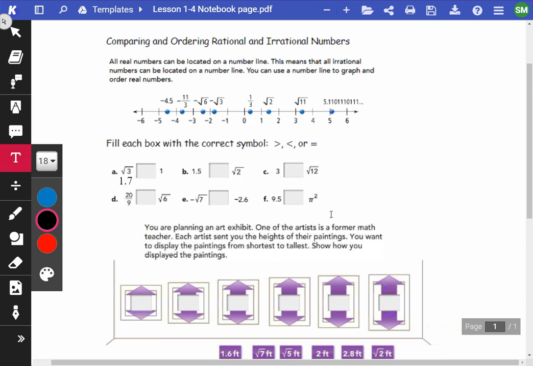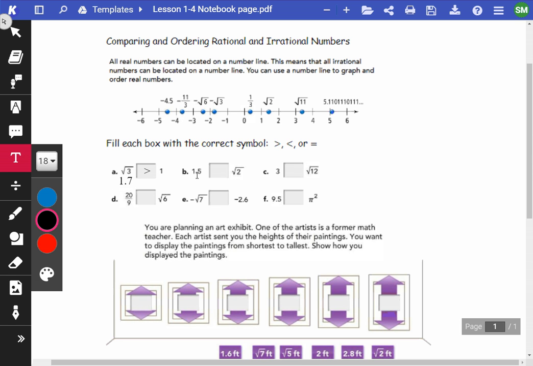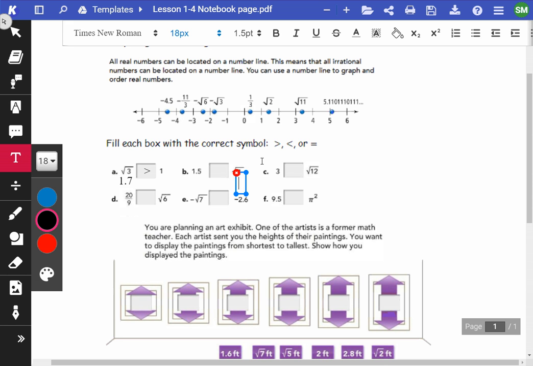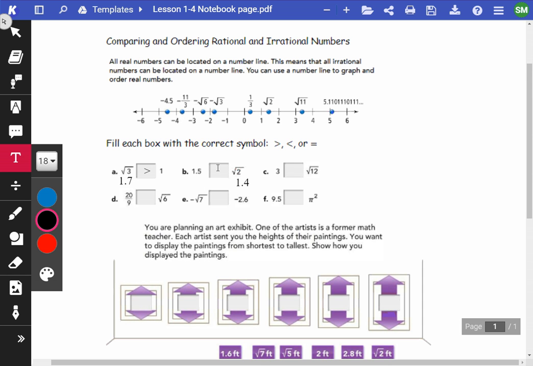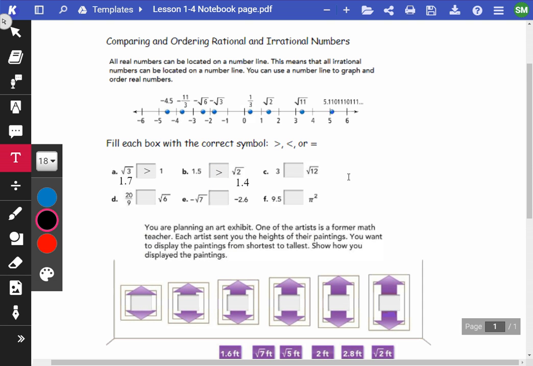Oh, shoot, we don't have the thing that shows me. Actually, I'll type it from here. That would be greater than. So, square root of 3 is greater than 1. B, 1.5 and the square root of 2. So again, put the square root of 2 in the calculator. We got about 1.4, so I'm going to put that right there. And how does that compare to 1.5? Well, 1.5 is greater than 1.4.